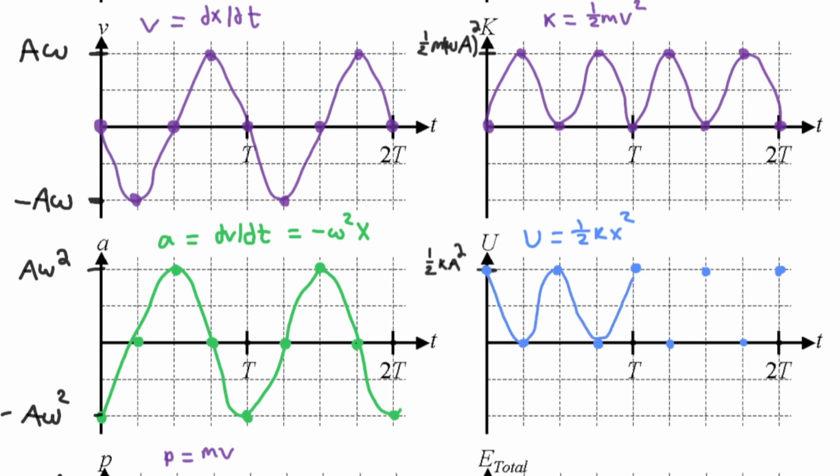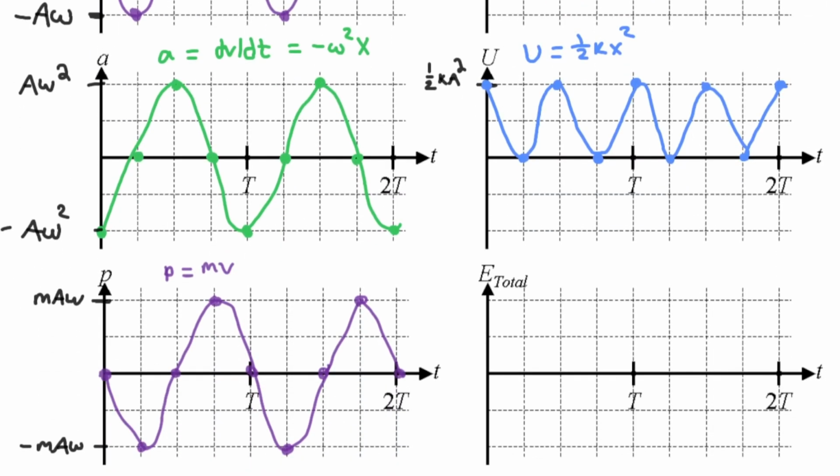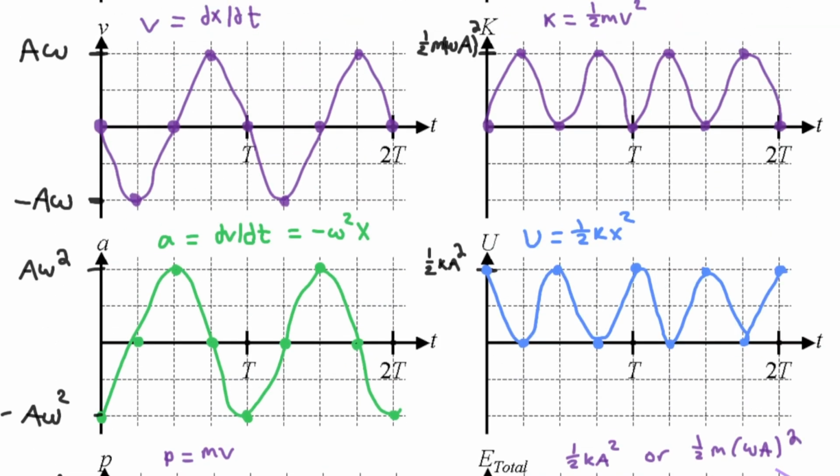And notice that the K and U graphs exactly overlap in where their maxes and mins are relative to one another. So notice that at this point here, the minimum of the U graph is the max of the K graph. But even though they're trading with each other, the total energy remains constant. So the total energy is just going to remain some constant value, which is equal to 1/2 kA squared, or 1/2 times m times omega a squared. Because notice that if I add these two curves together, the purple and blue, I'm always going to hit this line.